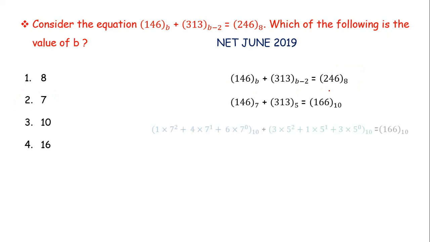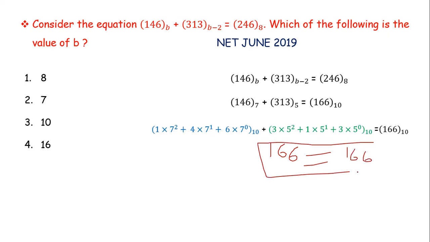So next, again we will convert all values into decimal form. This will be our equation. Then we just need to do some multiplications and some additions. When you do this, you will get the value 166 on the left hand side and the same value on the right hand side. When these two values are the same, then we got our right answer and b is equal to 7.